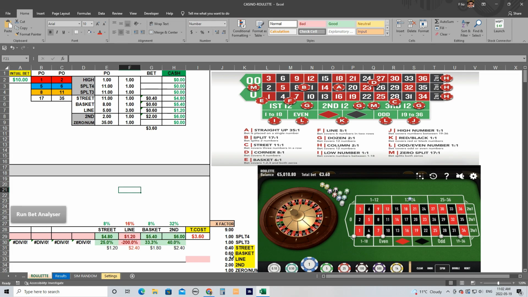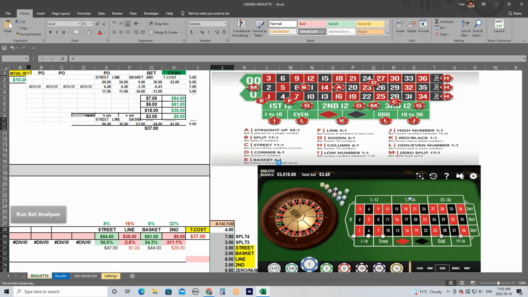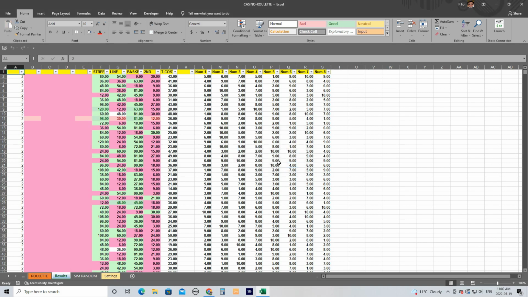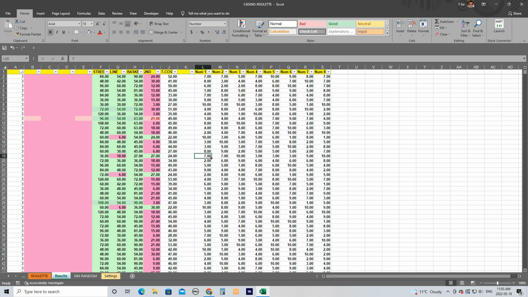How I found it was I ran the bet analyzer script, and about 10 seconds later, it would show me the outcome. And just go through here and filter to find the best outcome. I found this one here. I just copy and paste it over.